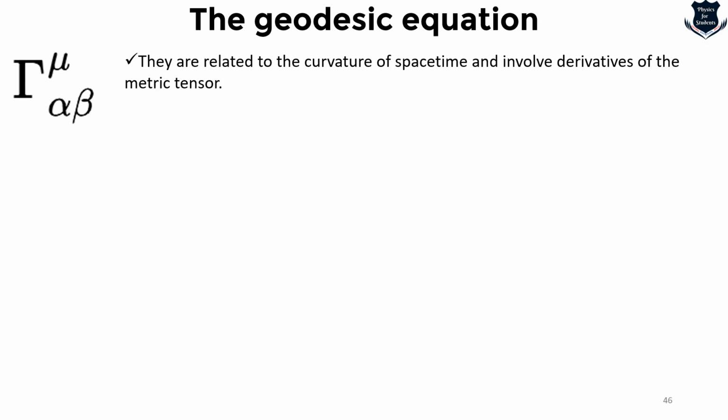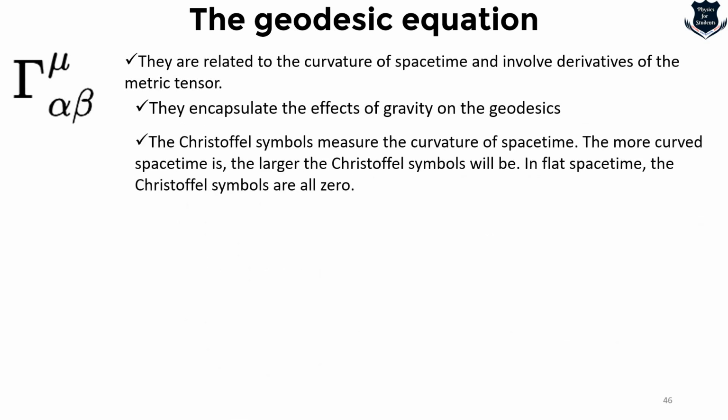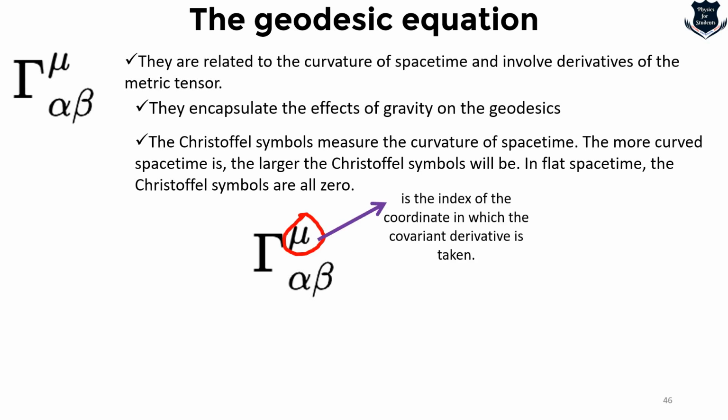Now you see what happens over here. They are related to the curvature of space-time and involve the derivatives of the metric tensor. They encapsulate the effects of gravity on the geodesics, and the Christoffel symbols measure the curvature; if it is 0, that means it is a flat space-time. Okay, so this part, this mu, actually denotes the index or the coordinate in which the covariant derivative is taken. And this alpha beta actually shows what the coordinates are.